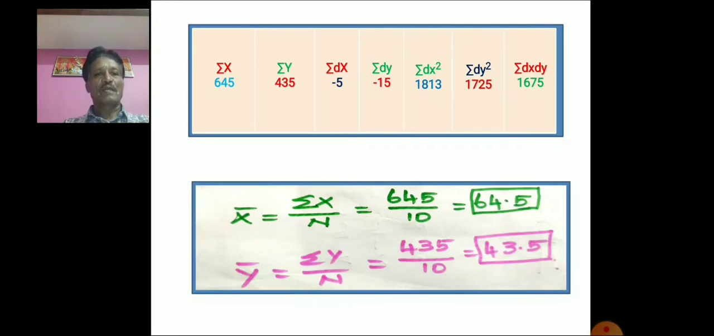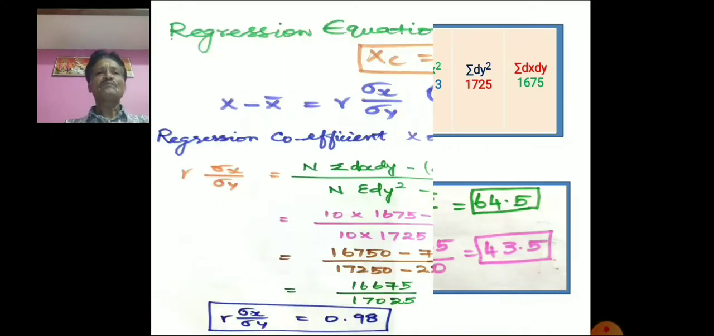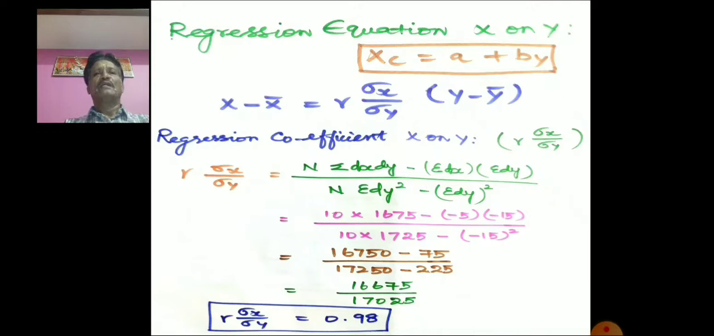So here we have already calculated the x bar value. X bar equal to sigma x by n, that is equal to 645 divided by 10, that is equal to 64.5. Then y bar equal to sigma y by n, that is equal to 435 divided by 10, that is equal to 43.5. So now we have to estimate the two regression equations, that is regression equations x on y and y on x. First we estimate the regression equation x on y.